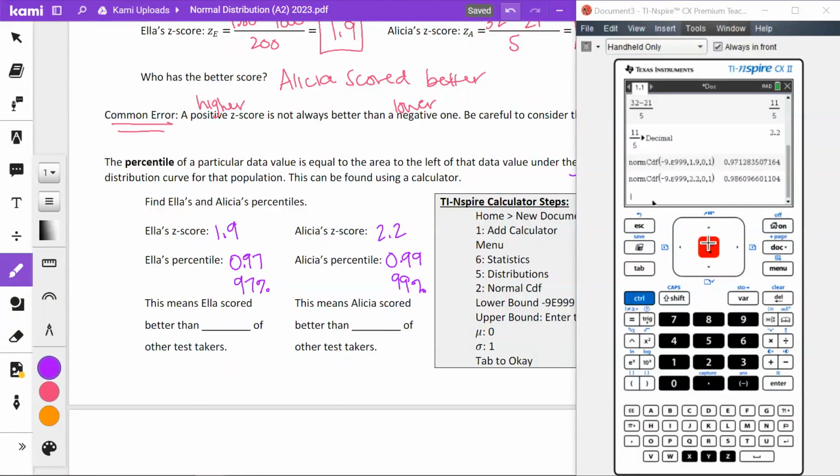For Ella, this means Ella scored better than 97% of the other test takers. And for Alicia, she scored better than 99% of the other test takers.